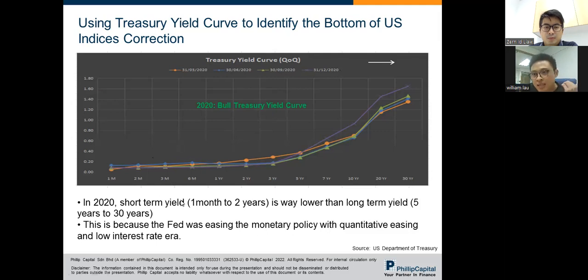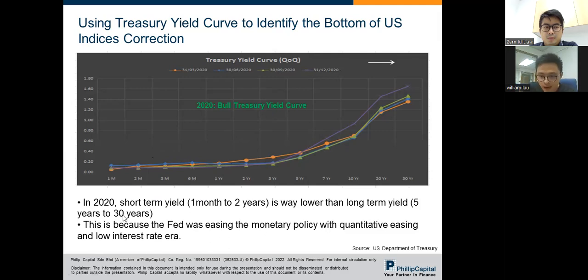So is the US indexes market very bullish in 2020 after the pandemic, after June? Is it super bullish? Yes, the answer is yes. Why? The yield curve tells you so. You know, the yield curve. The bullish yield curve tells you so.